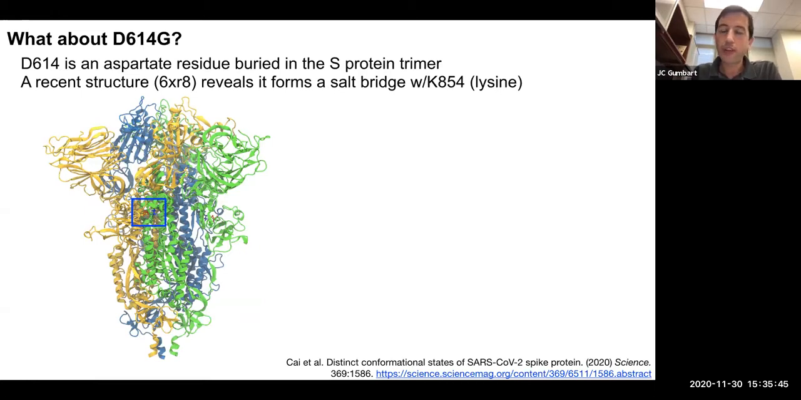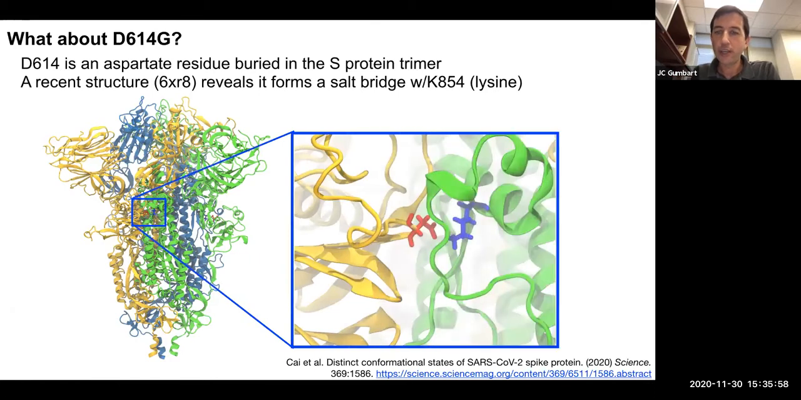This is one of the reasons I want to emphasize that we use this newer structure, 6XR8, because in the previous one it was not resolved there. Now we see in this structure that it forms a salt bridge with a lysine, K854. So this is D614 in the original version of the SARS-CoV-2 S protein.